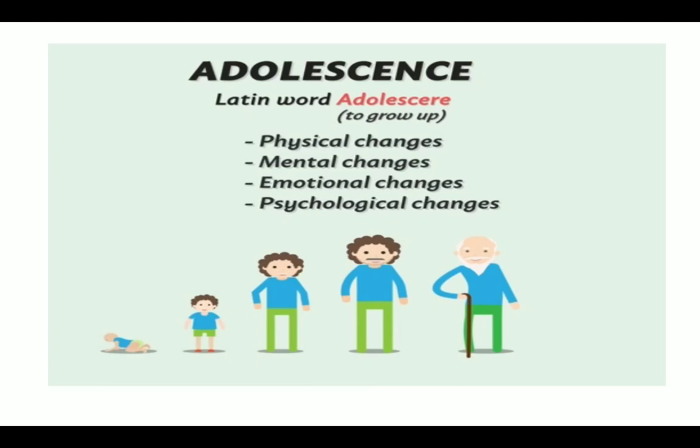So I told you there are various changes occurring in this adolescent period, isn't it? Which period? Starting from 13 to 19. Normally we say it as teenage. So in this teenage only many changes are occurring. Physical changes, mental changes, emotional as well as psychological changes will occur in this period of adolescence.